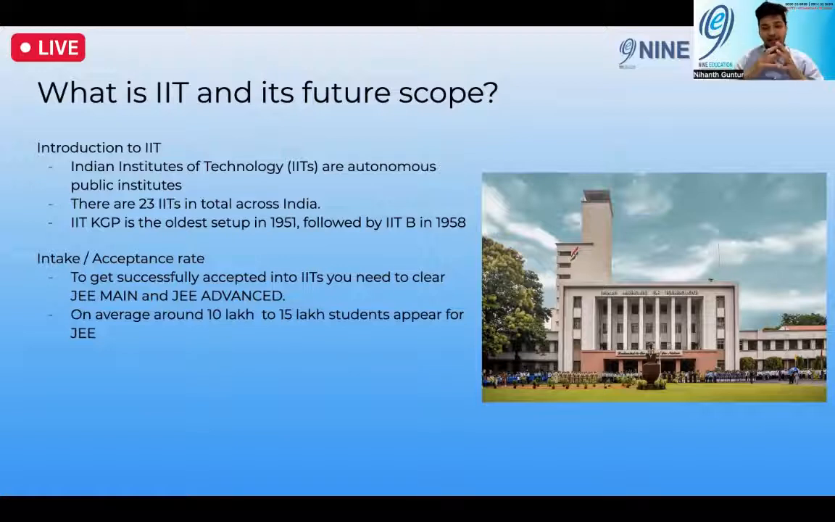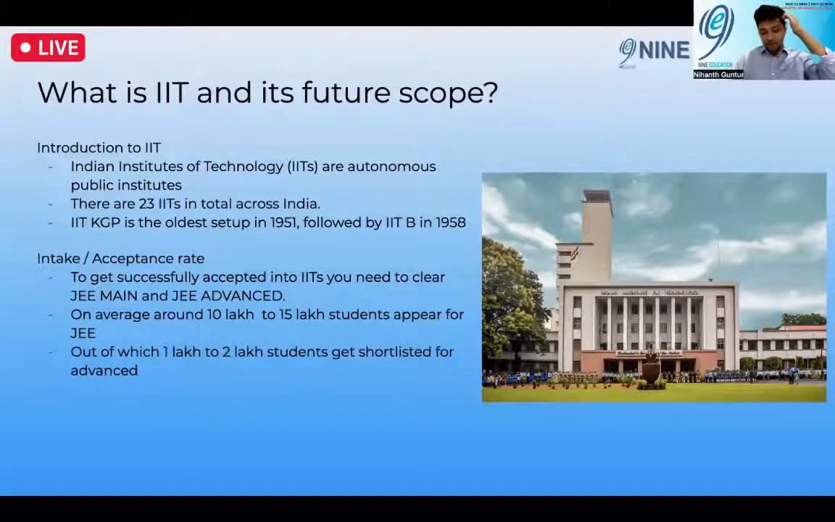Just to put things into perspective, on average 10 lakh to 15 lakh students appear in the JEE Mains exam. Out of these 10 lakh to 15 lakh students, can you make a wild guess on how many people actually clear the Mains exam and get into the Advanced eligibility? Let me give you a ballpark number.